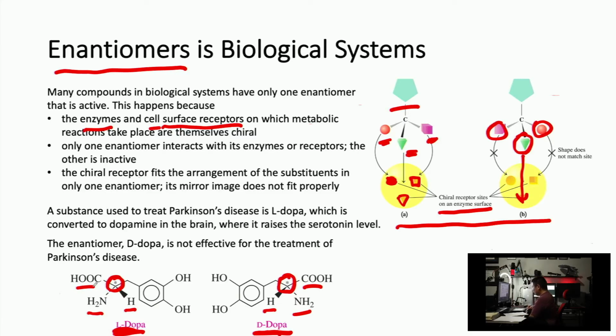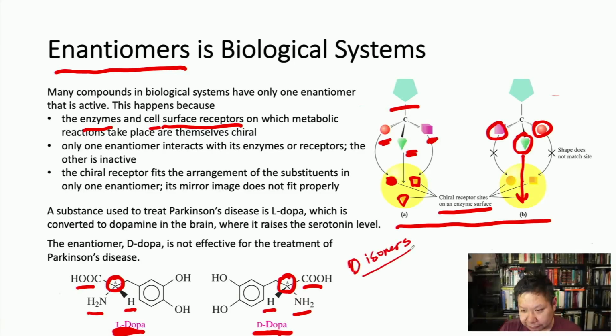Okay? So if you recall, back when I was talking about sugars, I told you that D isomers of sugars are the most prevalent in nature. Nature makes D isomers of sugars. Well, guess what nature makes when it comes to amino acids? Which isomer does it use?